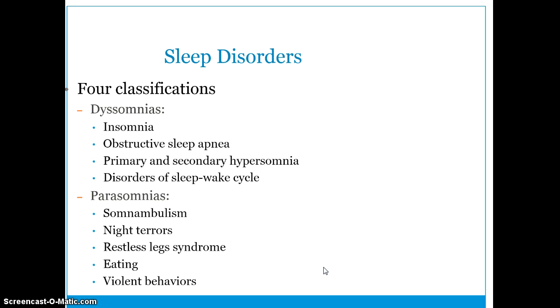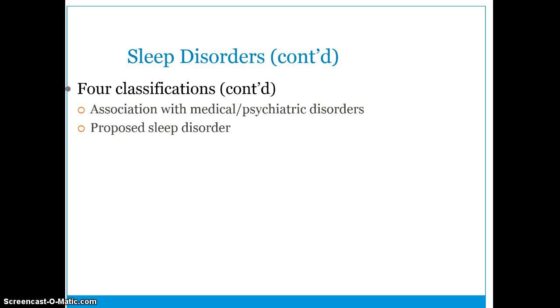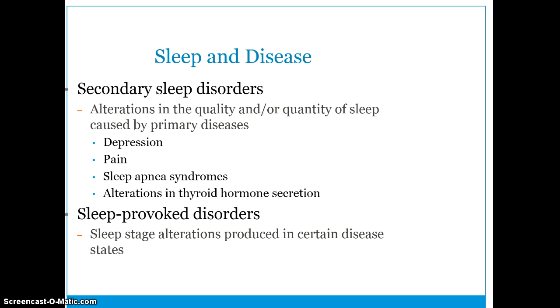So those are mainly the top 2 classifications that you see. There's also sleep disorders associated with medical or psychiatric disorders, and proposed sleep disorders. We can have secondary sleep disorders: depression, which will make us sleep more, pain, since some people try to sleep through pain, as well as some type of thyroid disorder. Or we can even have sleep-provoked disorders, which are sleep stage alterations produced in certain diseases.